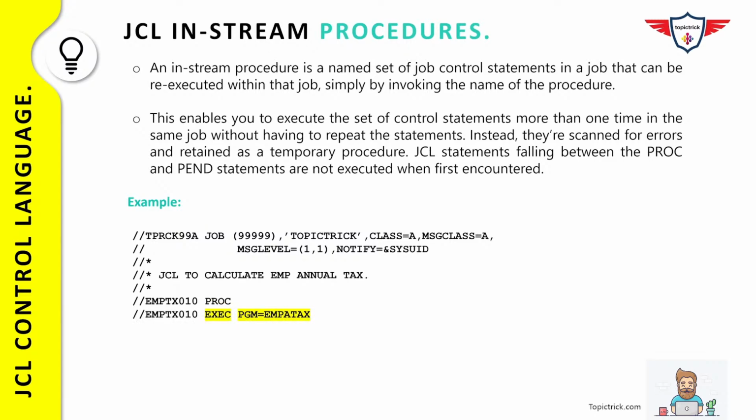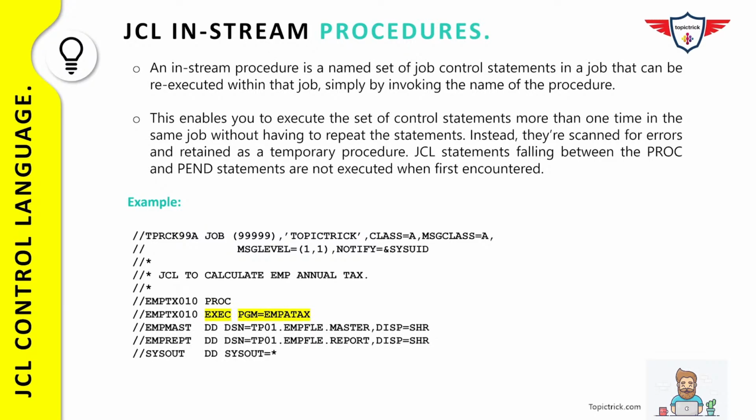Last but not the least, an in-stream procedure should be placed near the beginning of a job stream, before an execute statement that refers to it. Now, before looking into the example, here's a question for you. The deal is that you have to write the correct answer in the comment section. So the question is, what is the maximum number of in-stream procedures you can write in a single job? I'll let you know the correct answer after discussing the following example.